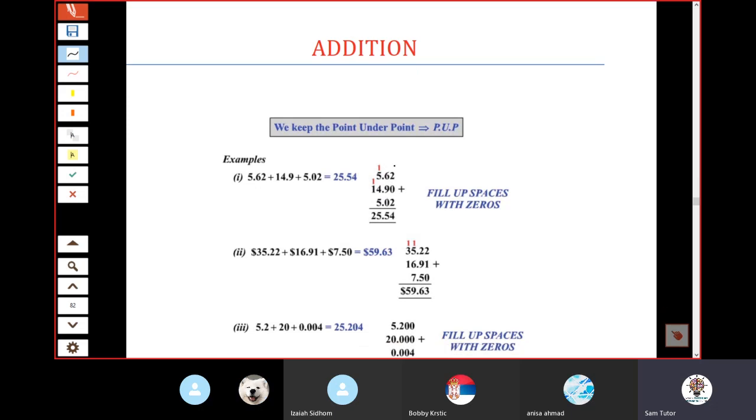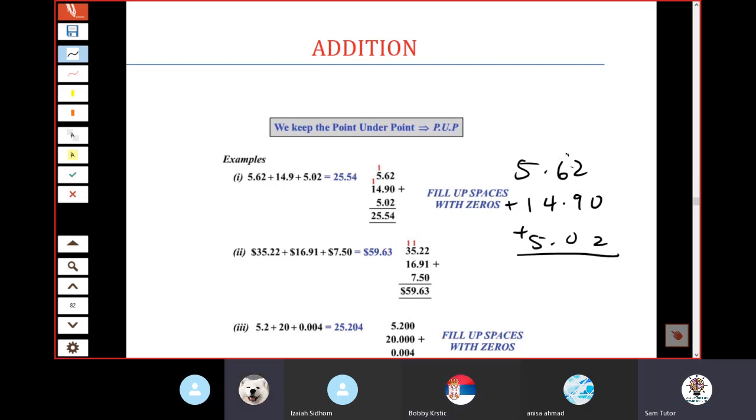Just write them correctly. So don't write this, is what I'm going to say. 5.62 plus 14.90 plus 5.02. You're going to add everything wrong. You might add this one with this one and this one. Oh, it's just a big mess. So keep everything in line as much as you can. That's a bad line. Keep everything in line as much as you can. So as much as you can, keep everything in line.